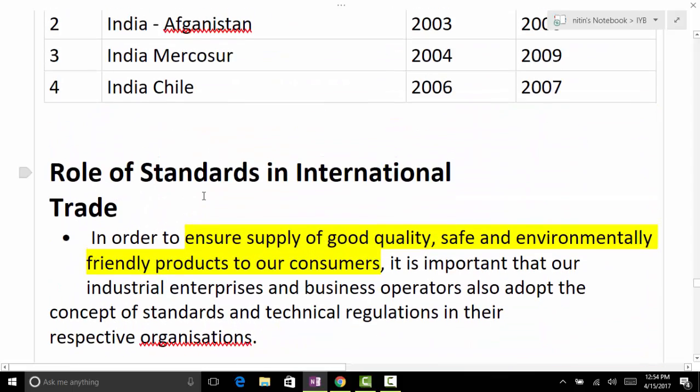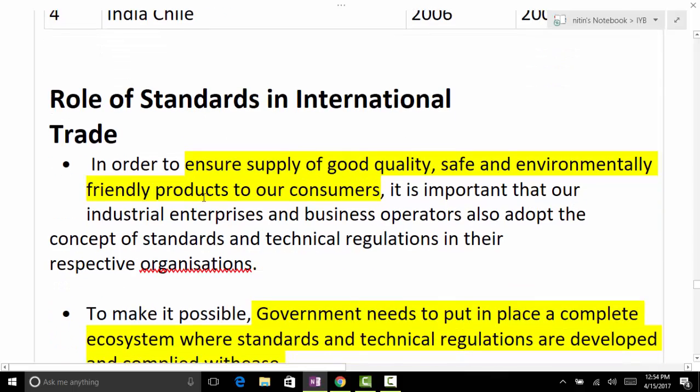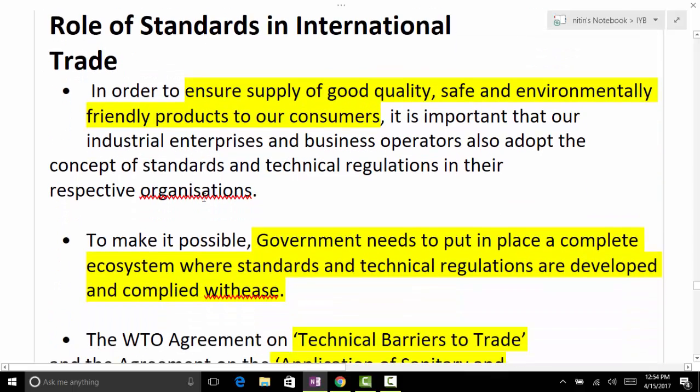Role of standards in international trade. They discuss how standards can help in increasing competitiveness or ensuring the products are of good quality, safe and environment friendly. For example, we have under WTO the sanitary and phytosanitary measures. So those measures are acting as a standard of trade.